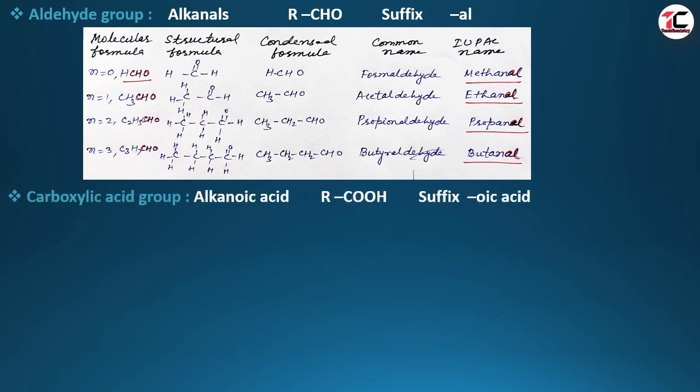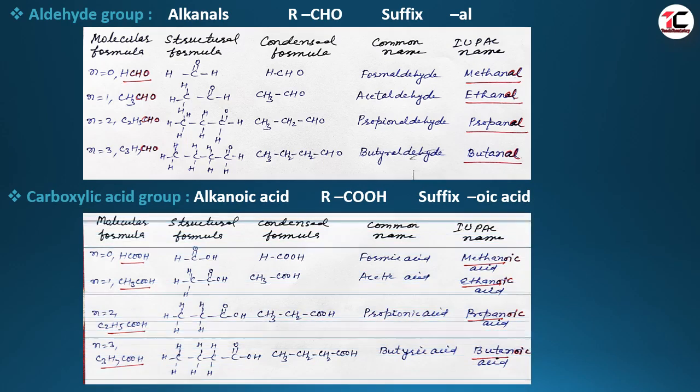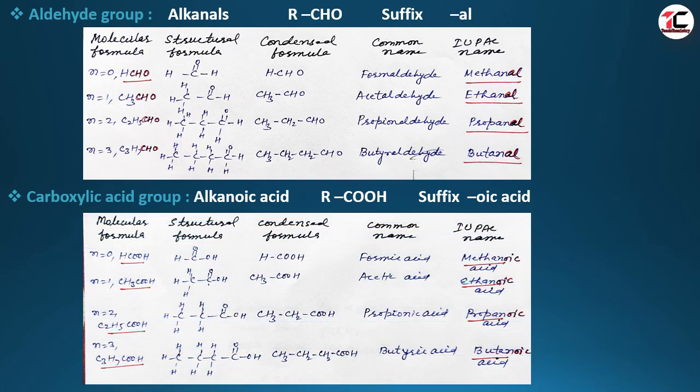For carboxylic acid group, the compounds are called alkanoic acids. The general formula is RCOOH. Suffix used is oic acid. Let us see in the table. Here we can see one carbon atom is already present. So we will start with n is equal to 0. Then molecular formula becomes HCOOH. Let us see the structural formula.